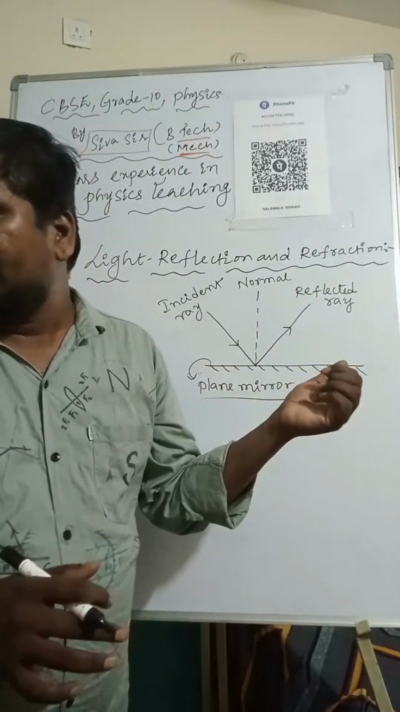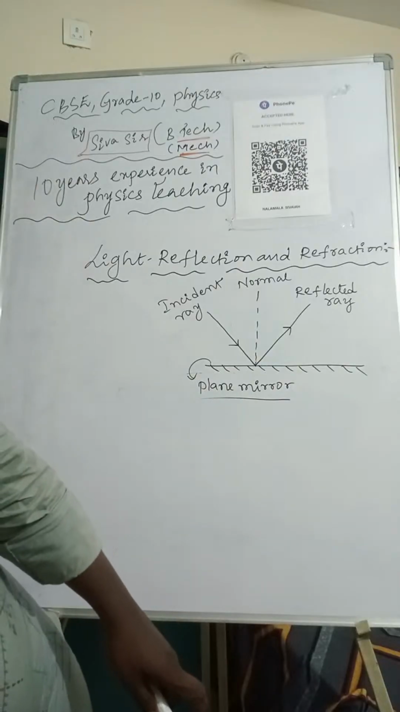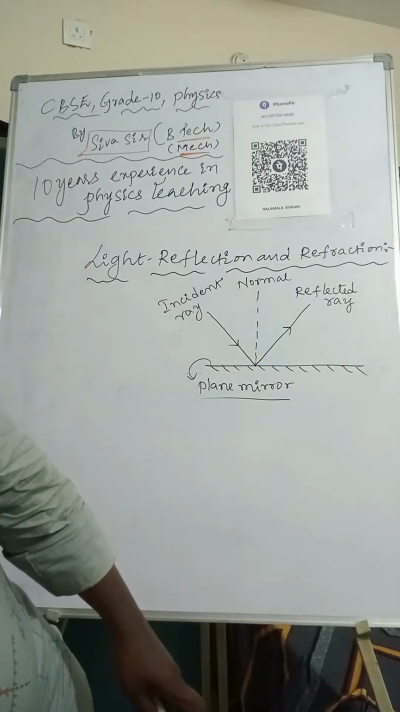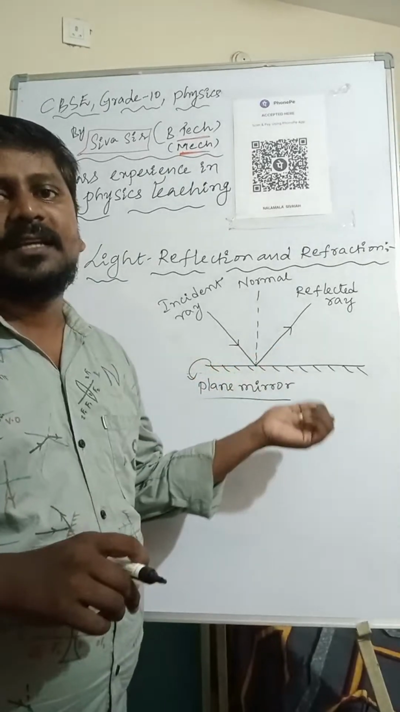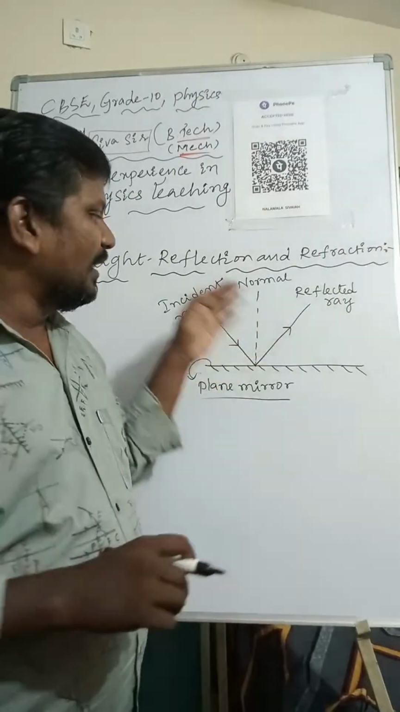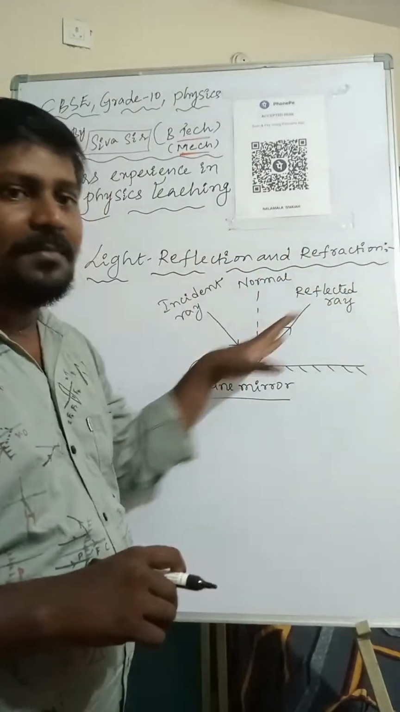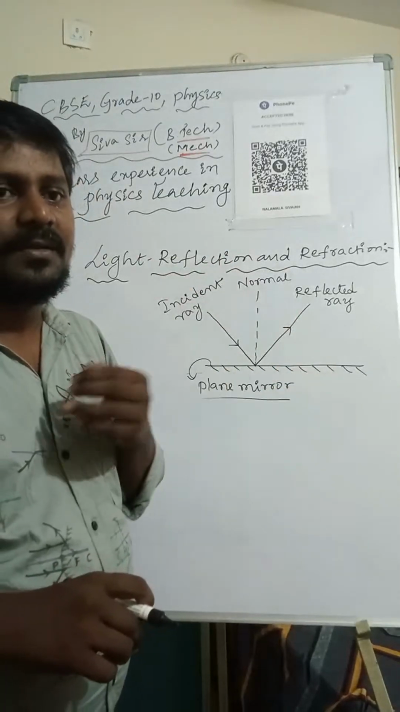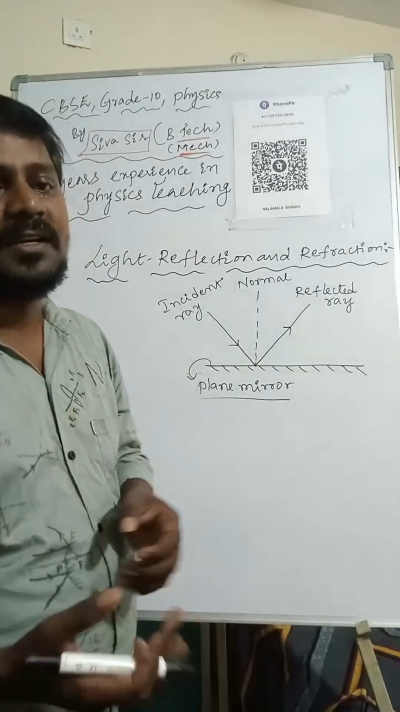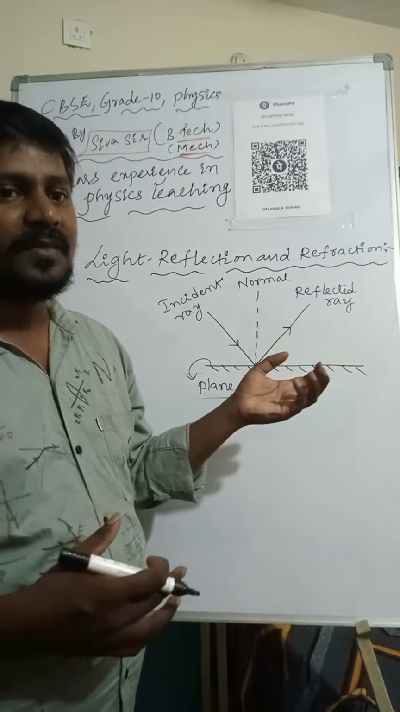It is a highly polished, smooth and shining surface, that is called a plane mirror. Whenever light is incident on it, it reflects back. This bouncing back of light, reflecting back of light, is called reflection of light. I hope it is clear, right?